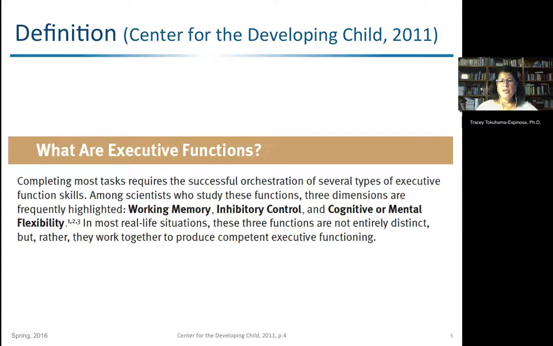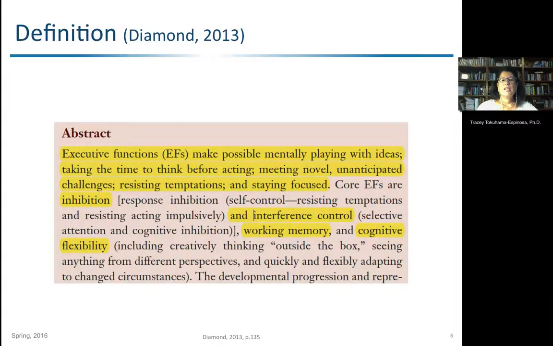So the Center for the Developing Child considers that executive functions include the elements of working memory, inhibitory control, and cognitive or mental flexibility. This is very similar to the things that Adele Diamond says, which have to do with interference control, working memory, and cognitive flexibility. So to make this clear, we use executive functions to mentally play with ideas. They're involved in taking time to think before acting, for meeting novel, unanticipated challenges, for resisting temptations, and staying focused.